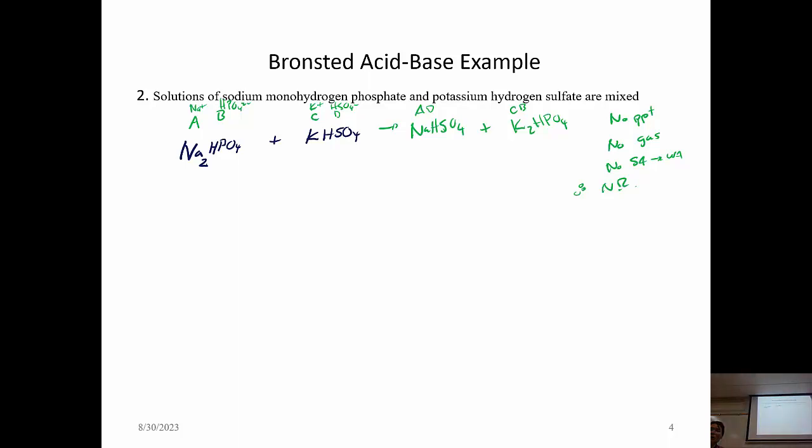But it turns out that's wrong, because metathesis aren't the only type of reaction. What are the other two types of reaction? There are three types of reaction: metathesis, Lewis acid base, Bronsted acid base, which we'll just call acid base, and redox. So what I'm going to say here is there's no reaction for metathesis, but I haven't exhausted all the possibilities. The next possibility might be Bronsted. So let's take a look at Bronsted acid base.